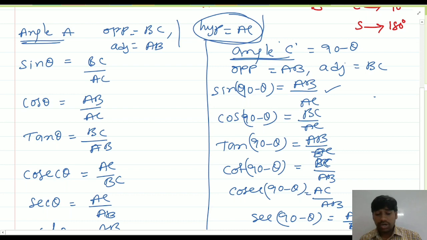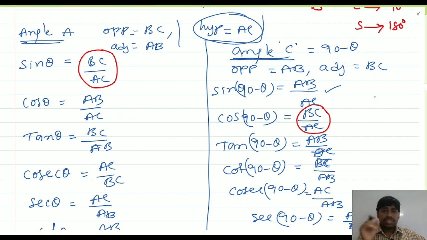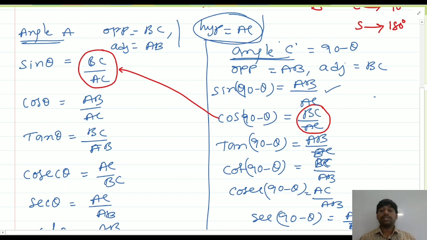Sir, why did you write this? I want to make a correlation between these. What is the relationship between the given trigonometric ratios for theta and 90 minus theta? Look here carefully. The RHS of sin theta is BC by AC, and the RHS of cos 90 minus theta is BC by AC. It means the RHS are equal, so the LHS are also equal, that is cos 90 minus theta is equal to sin theta.